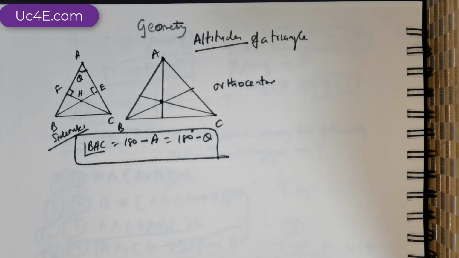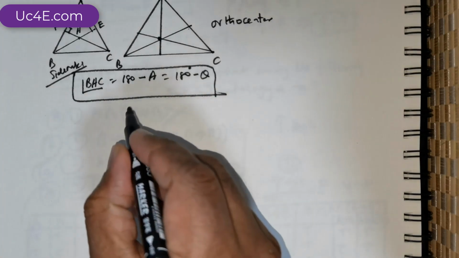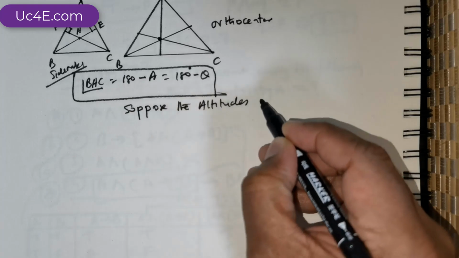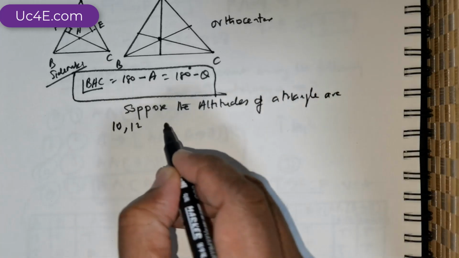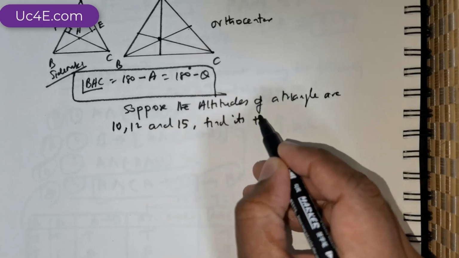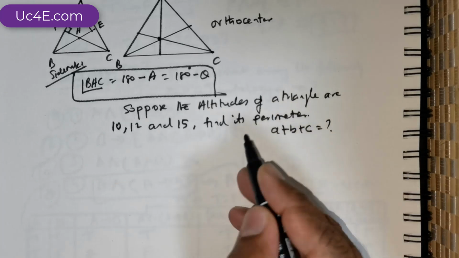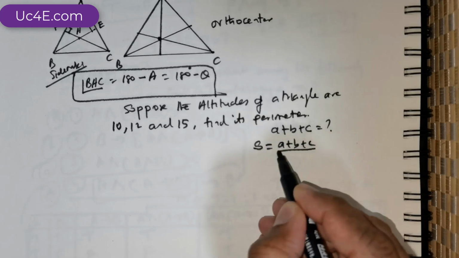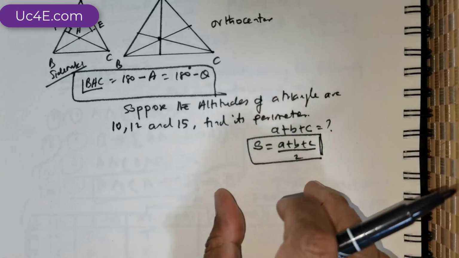There is a very important question which has been asked in one of the competitive, or I would say Olympiad, examinations. The question is as follows: suppose the altitudes of a triangle are 10 units, 12 units and 15 units. Find its perimeter. We are asked to find the perimeter of the triangle, that is a + b + c. This is required, and we also know there is a formula which is given as s = (a + b + c)/2. This is using Heron's formula. This is just to give you a highlight. Now this is the question given.